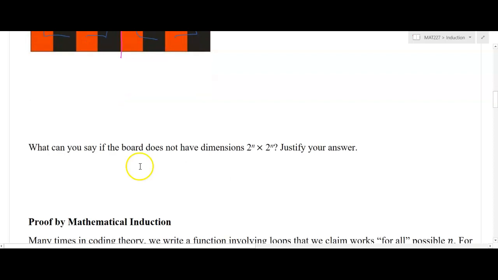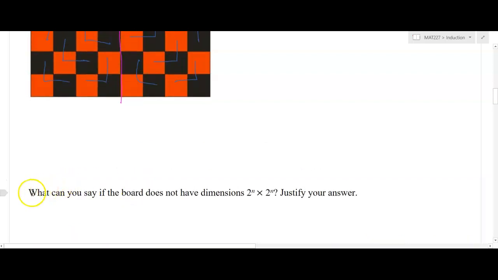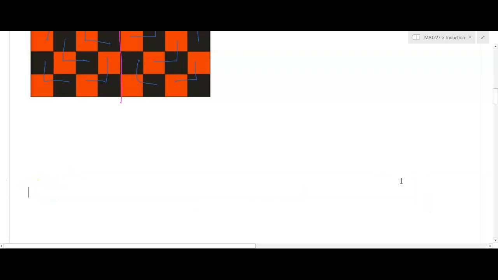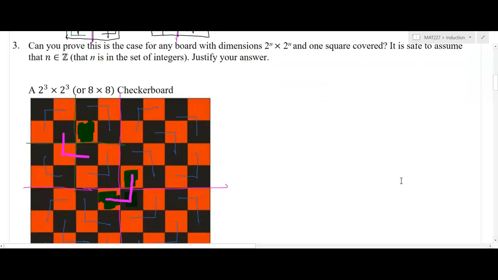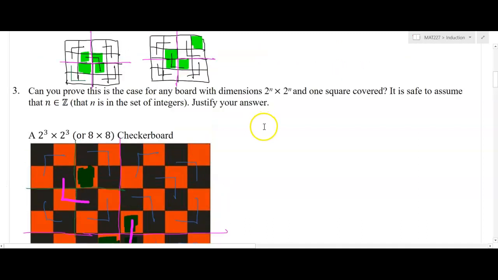So what can you say if the board, well, we're not going to worry about that question right now. But the question is, can I continue doing this for larger n? This kind of proof is a little bit different than other proofs that we've considered, because we're trying to ask, can we do this for a 2 to the n by 2 to the n for all n?